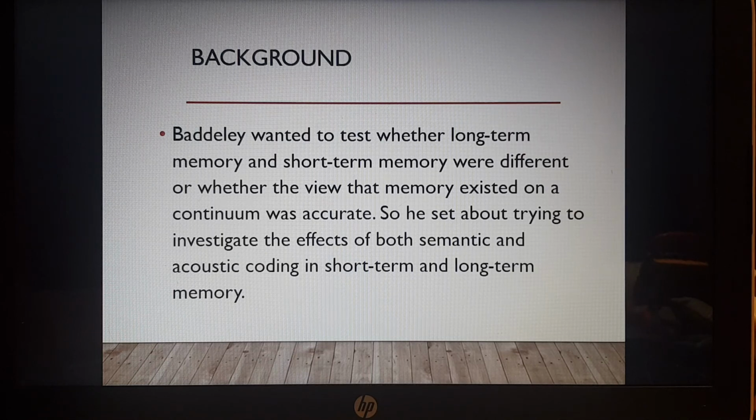By semantic information, we mean we process information according to the meaning of it. So it's a lot deeper processing, whereas acoustic coding is based on the sound of the word, which is not as deep.